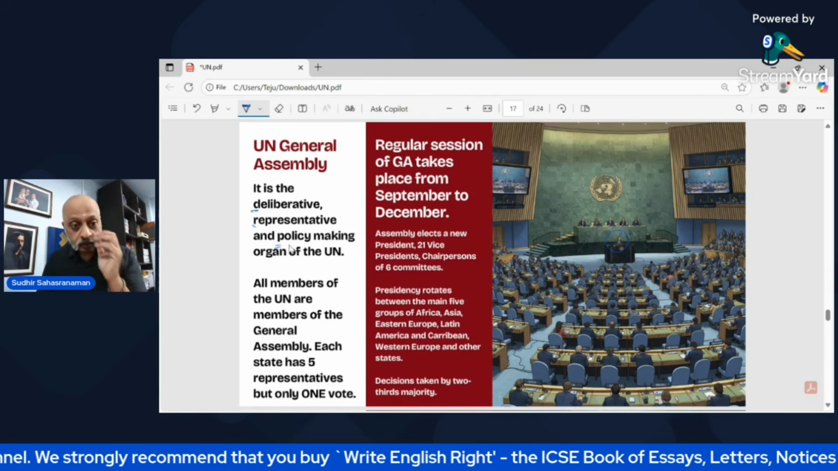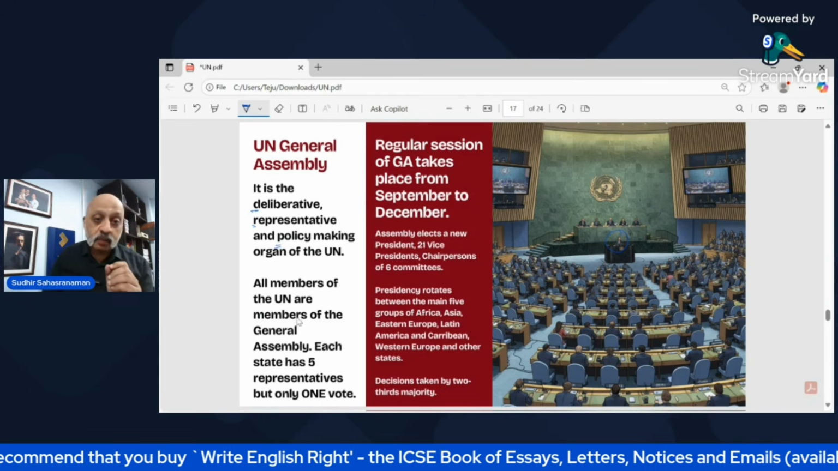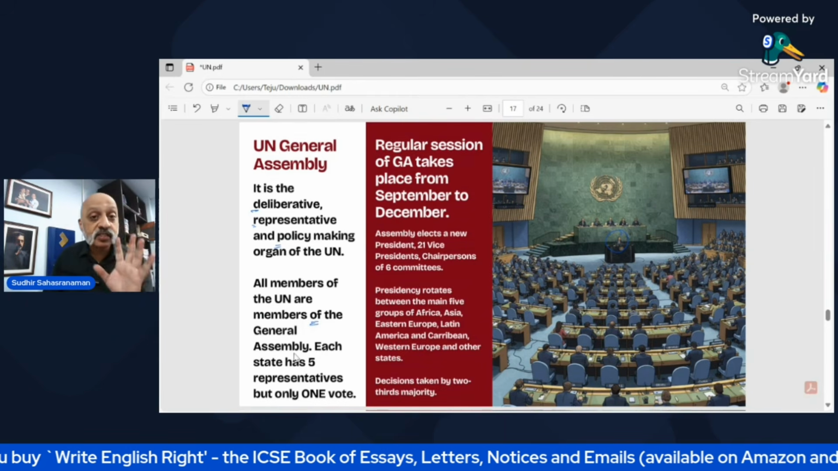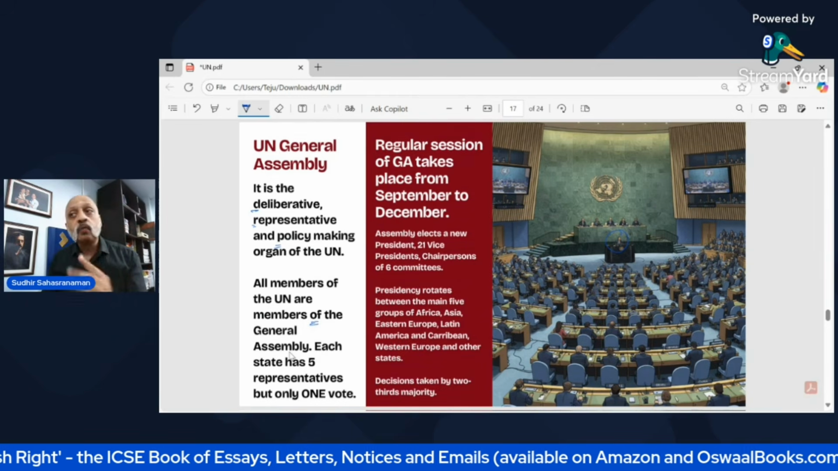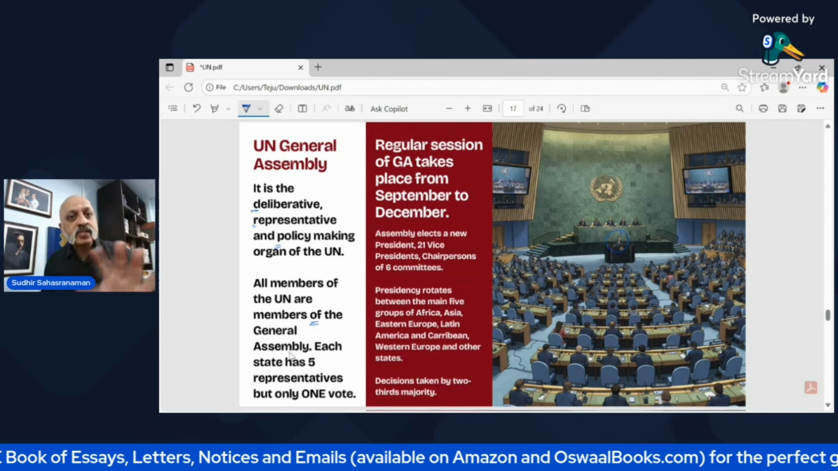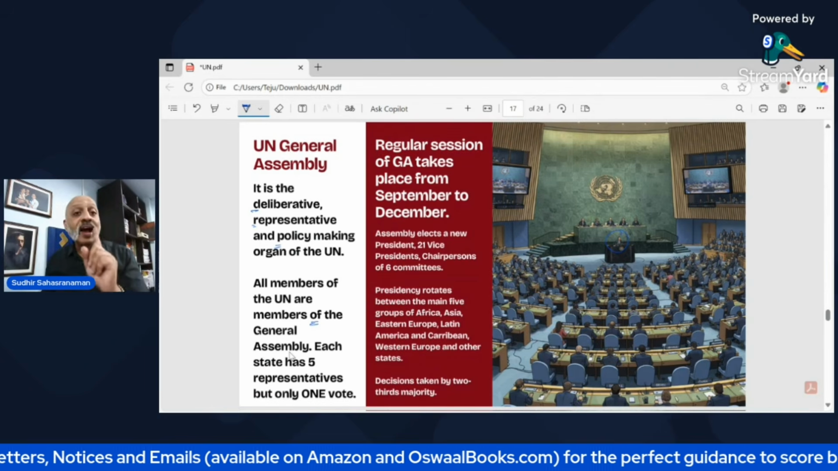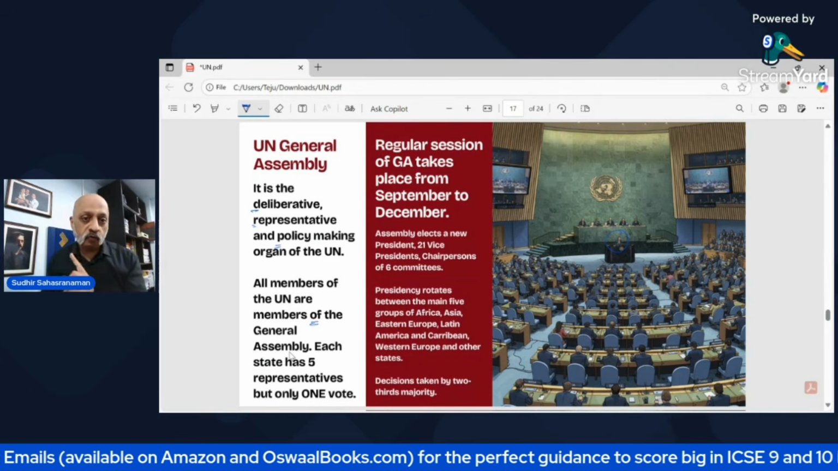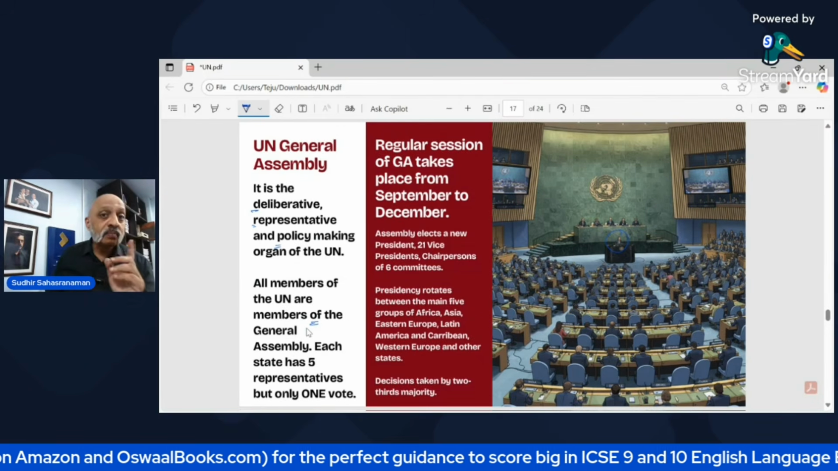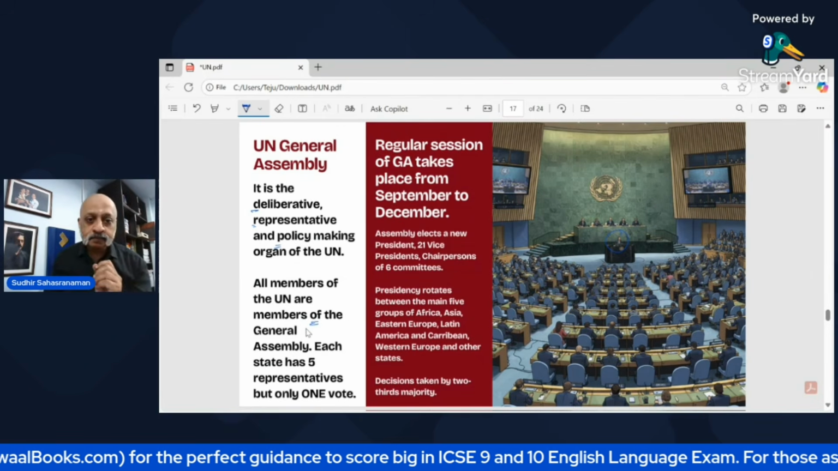This is very important. All the members of the United Nations are members of the General Assembly. Each state has 5 representatives, but only 1 vote. So India can have 5 representatives at the UN, but every country will have only 1 vote. The regular session of the General Assembly takes place from September to December.